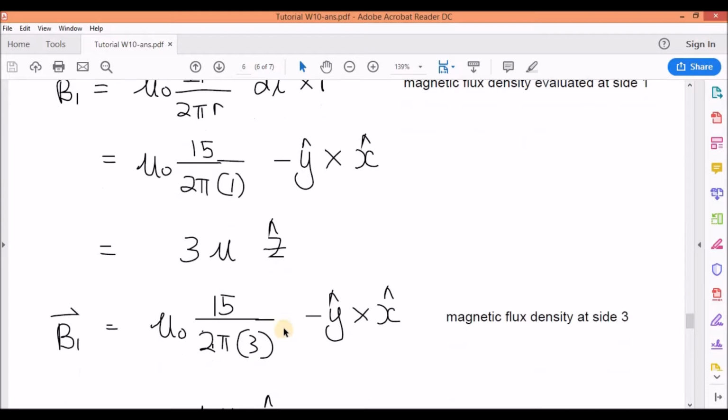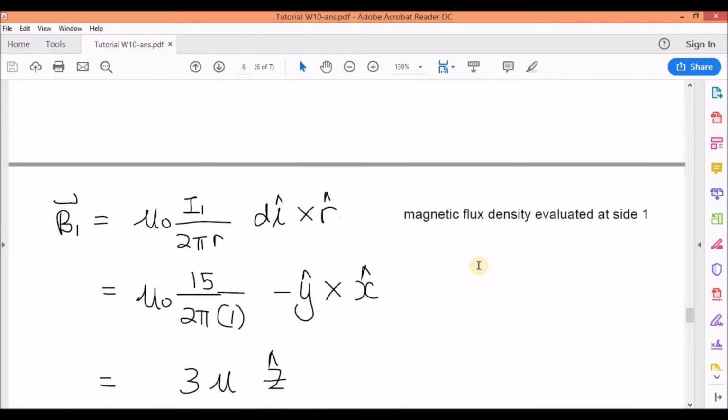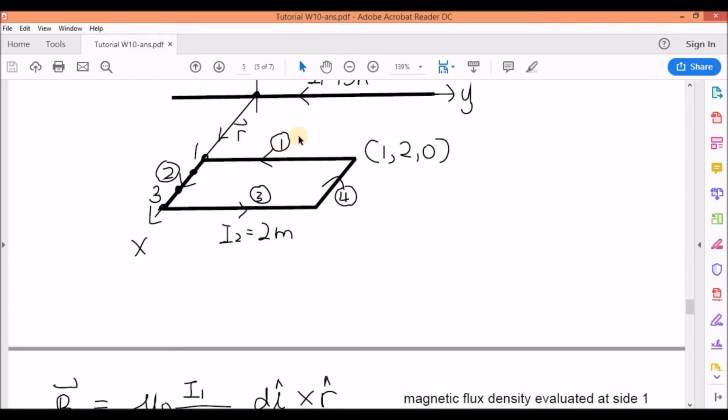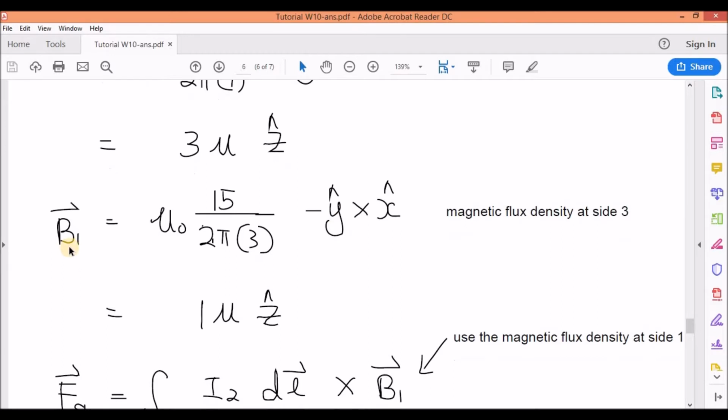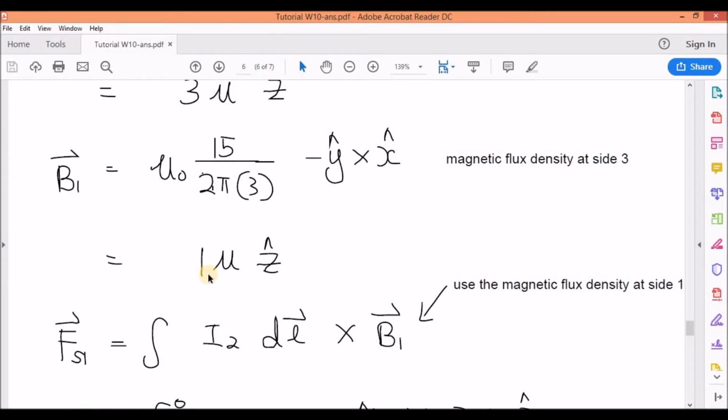And let's look at the magnetic flux density at side 3. Why do I need to find the magnetic flux at side 3? Because the magnetic flux at side 1 and side 3 are different, since the distances are different. For side 1, the distance R is 1 unit, and for side 3, the distance is 3 units. So I need to recalculate the magnetic flux density for side 3. Same procedure, and R will be 3. So the magnetic flux density will be 1 microweber per meter squared in the z direction as well.